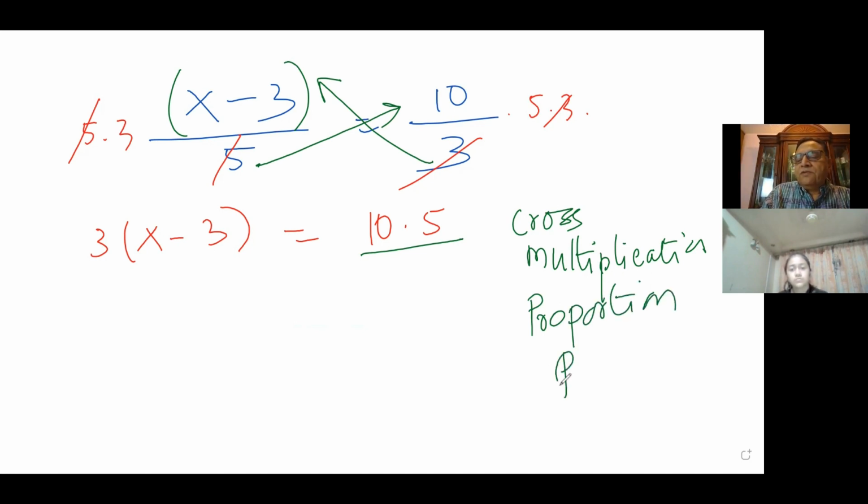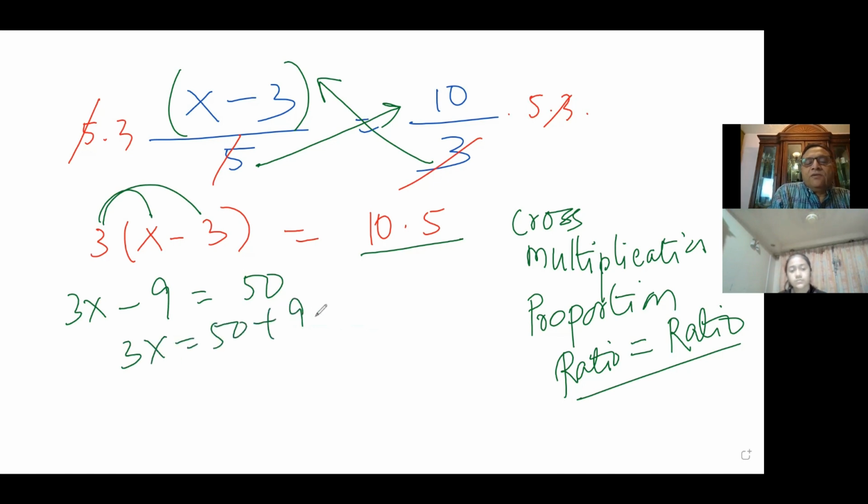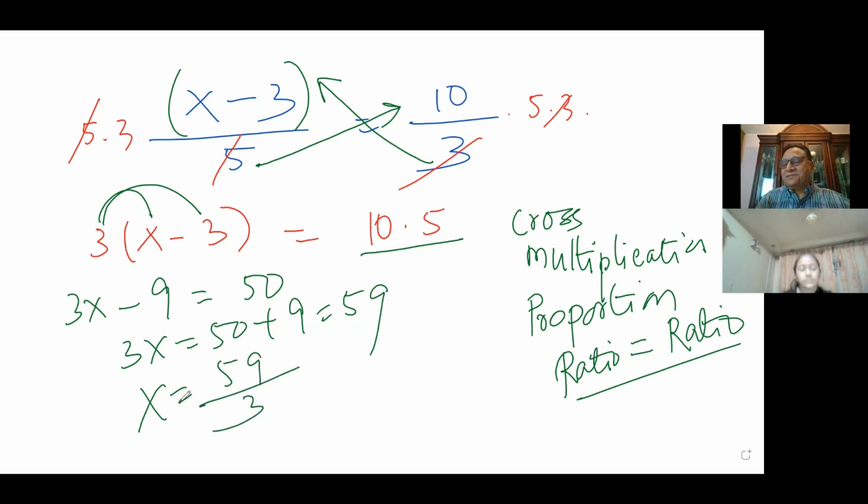So what is a proportion? When we have a ratio equal to another ratio. Is that okay? That is called a proportion. Now we will open and solve it further. So 3 times x is 3x minus 3 times 3 is 9 equals 50. So 3x equals 50 plus 9, which is 59. And x is equal to 59 divided by 3. Correct? Yes.